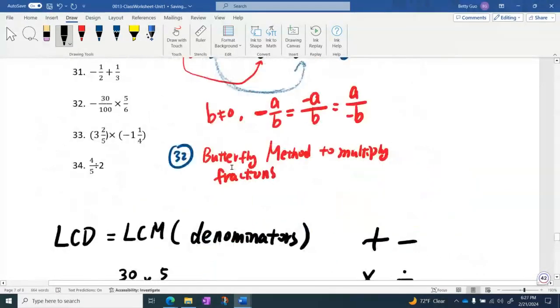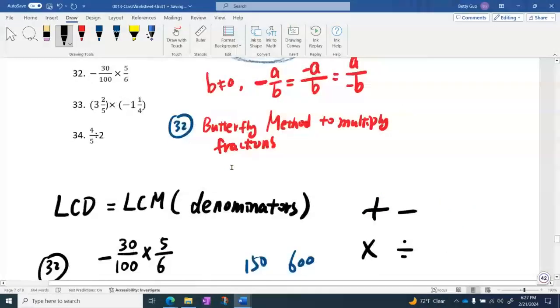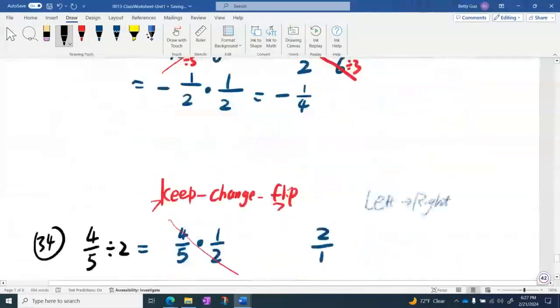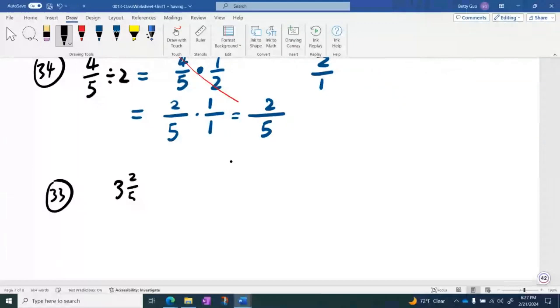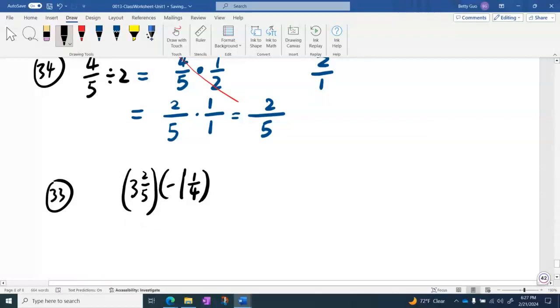Negative 3 and 3/5, times 1 and 1/4. Yeah, this means the multiplication of two mixed numbers.